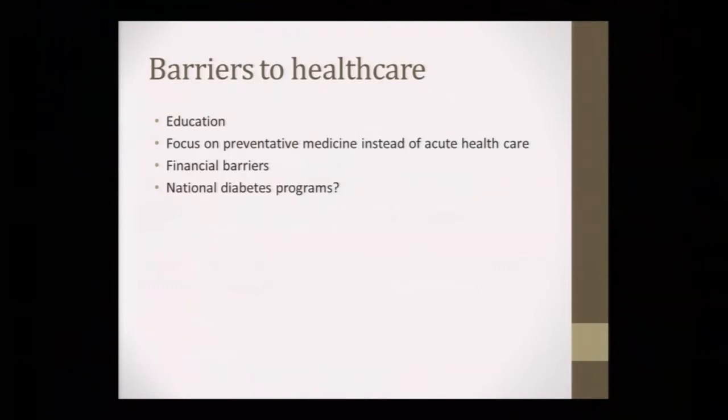So that's where the focus on preventative medicine instead of acute health care comes in. A lot of times those patients don't go to the doctor unless they're really, really sick. So trying to shift the focus from acute to preventative, which also, lack of resources is a problem. And then financial barriers, which I talked about with the insulin, and then national diabetes programs. I know Kenya has one, but it's relatively new, maybe in the last 2 years probably, but not all countries are able to do this.